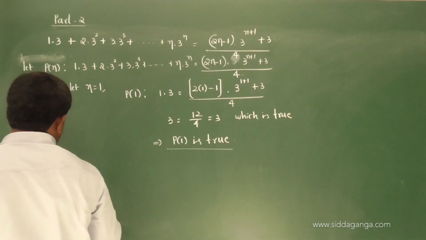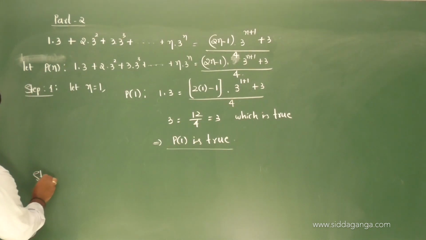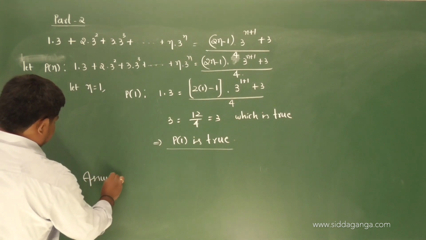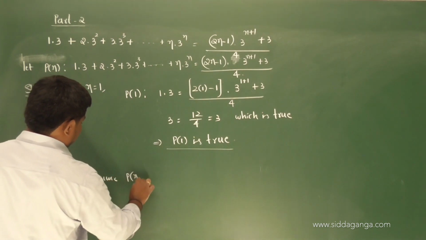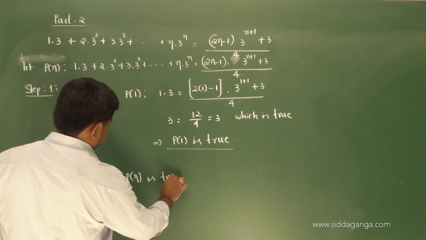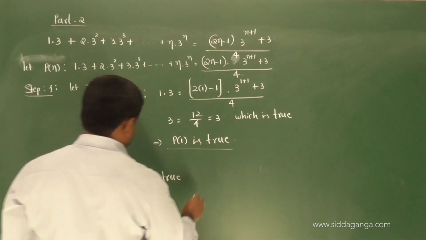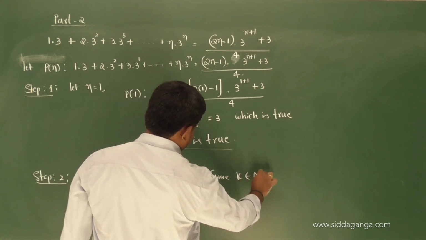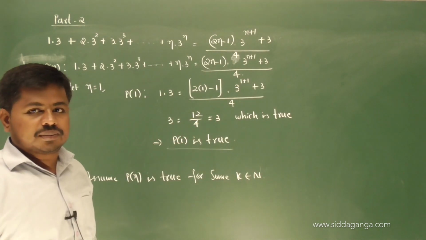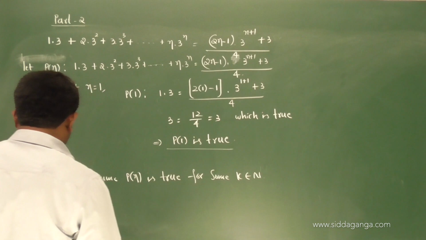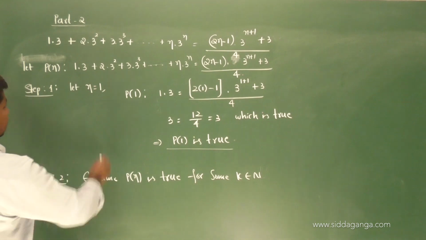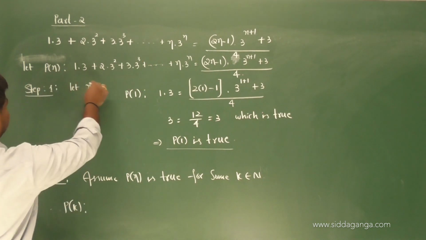Okay, next one is what? Step 2. Step 2 is what? So assume P of n is true for some k natural numbers. Okay? Let me write P of k. P of k is what? Same as it is, but replace n by k, that's it.